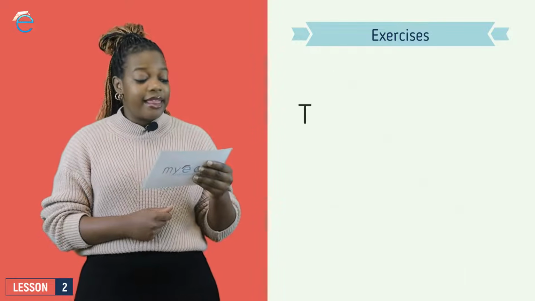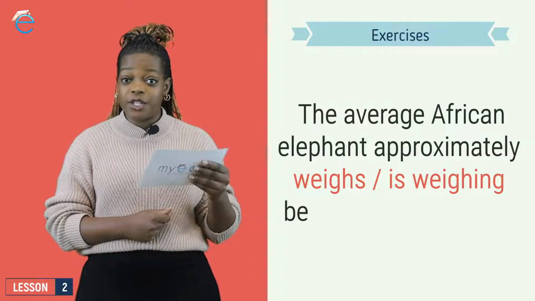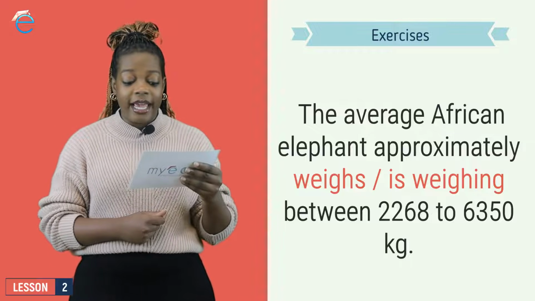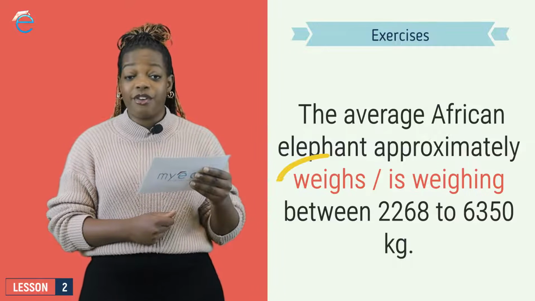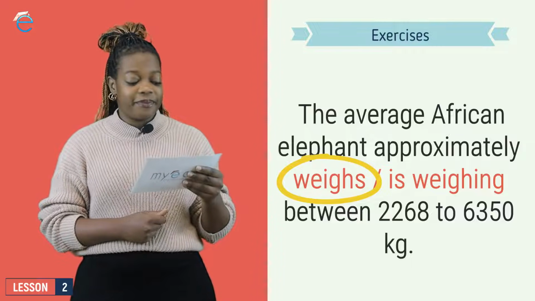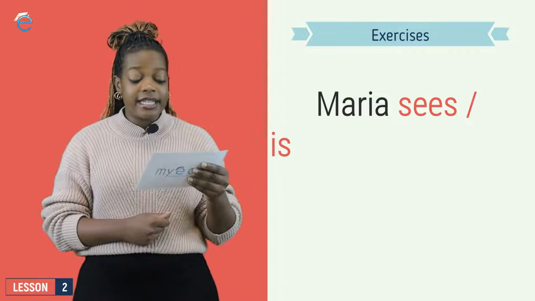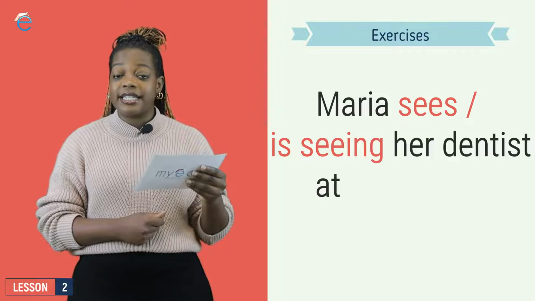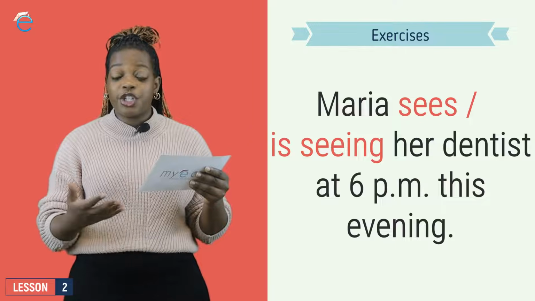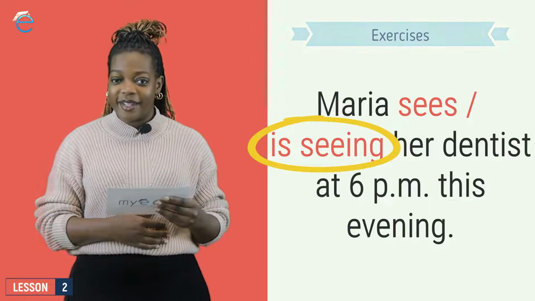Number 9, the average African elephant approximately weighing between 2,268 to 6,350 kilograms. Weighs. And number 10, Maria is seeing her dentist at 6 p.m. this evening. This evening, showing a plan, observable, is seeing.